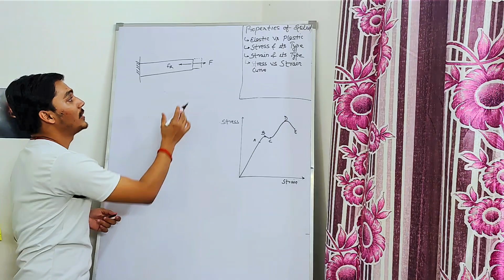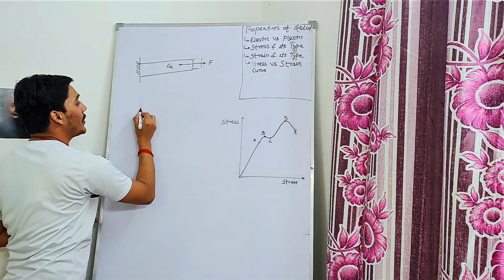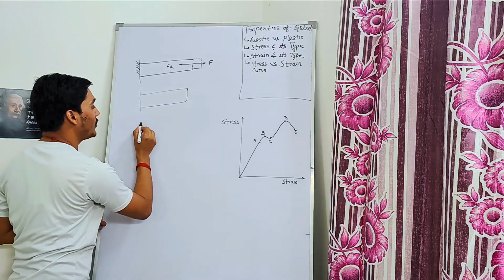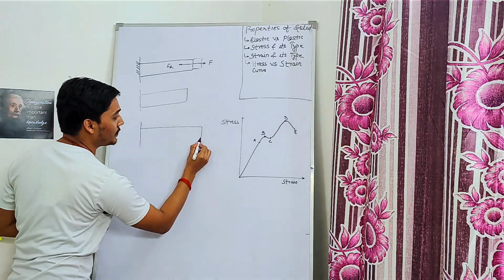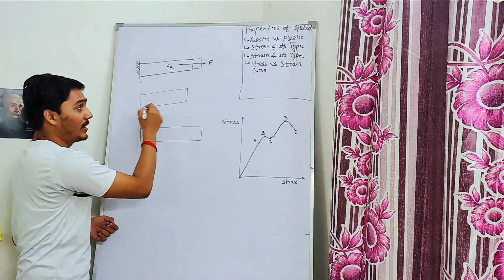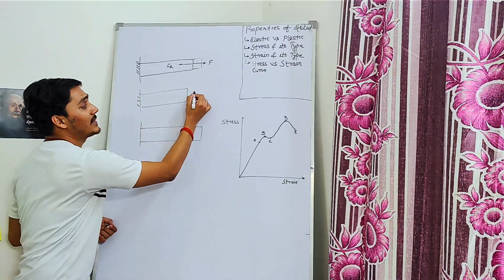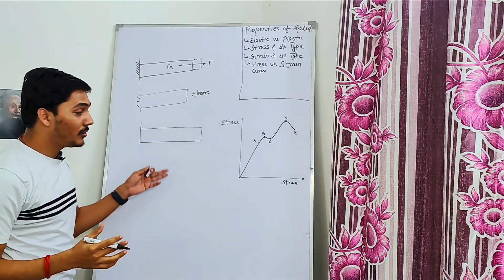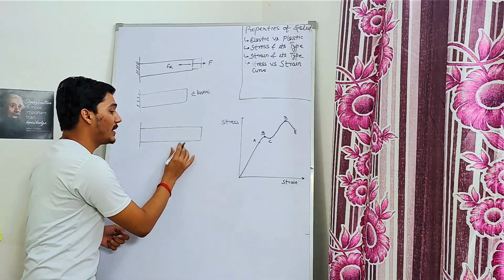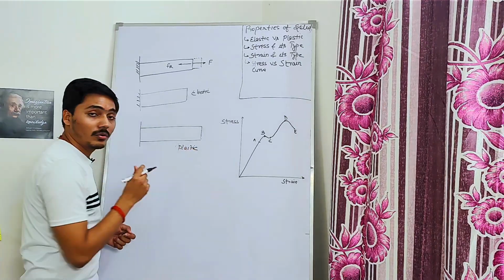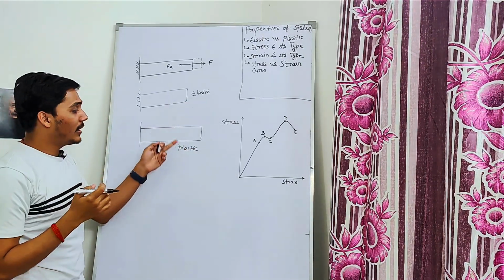So what actually happens, when we remove the load, sometimes the material regains its shape, and sometimes the material will not regain its shape. It will remain as it is. So when the material is regaining its shape, it is said to be an elastic material. And when the material is not able to regain its shape, it is known as plastic material. So we will be dealing with elastic material and plastic material.